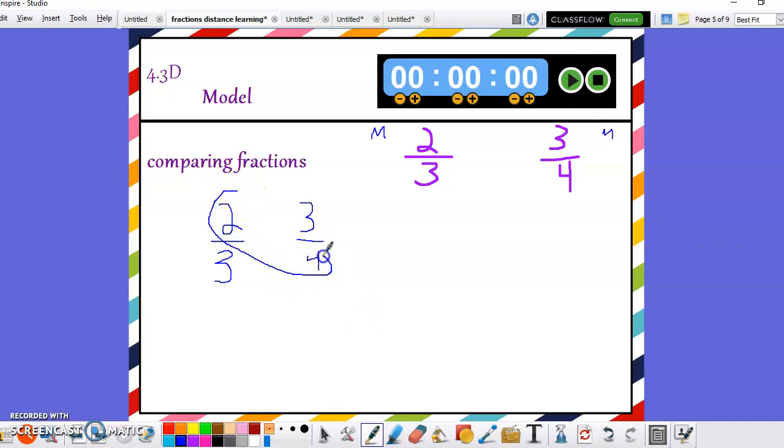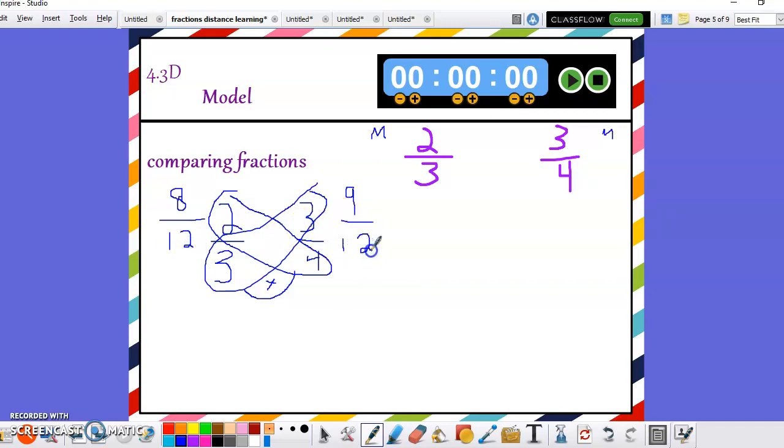So here I have 2 times 4 gives me 8. And 3 times 3 gives me 9. But I'm not finished because I have not created two new fractions. I need to multiply 3 times 4, which gives me 12. So now I have 8 twelfths and 9 twelfths.